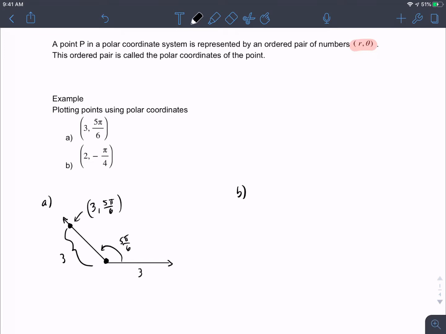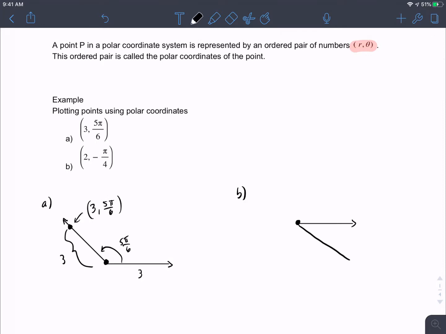All right, for B, again we're going to have our pole. There's our polar axis, and now we have a negative pi over 4, so that's going to be something like this, with a radius again of 2. Here's our point. This angle here is negative pi over 4. And so this point right here is 2, comma, negative pi over 4.